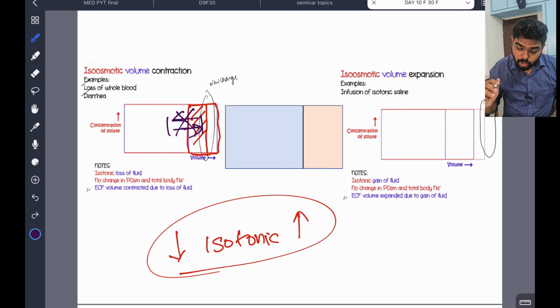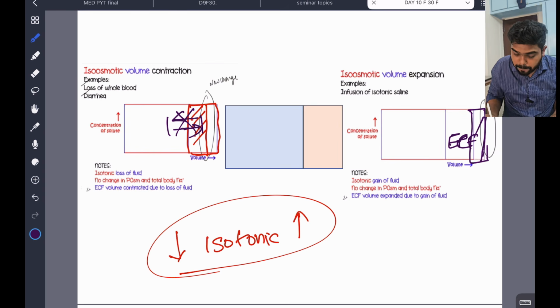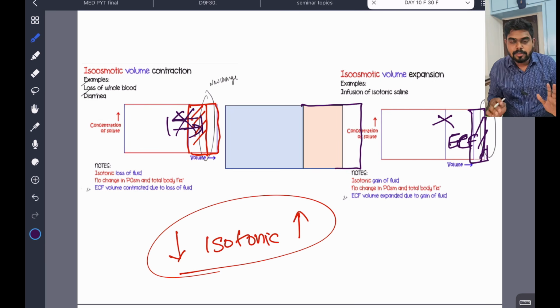Now isoosmotic volume expansion, same application. Here what happened? Extracellular fluid, ECF, extra fluid is coming, which is isotonic. Definitely the volume is going to rise because of the isoosmotic fluid. No osmolarity changes, so there is no fluid shift. So what happens? This graph increases this much. So this is isoosmotic volume expansion and isoosmotic volume contraction.